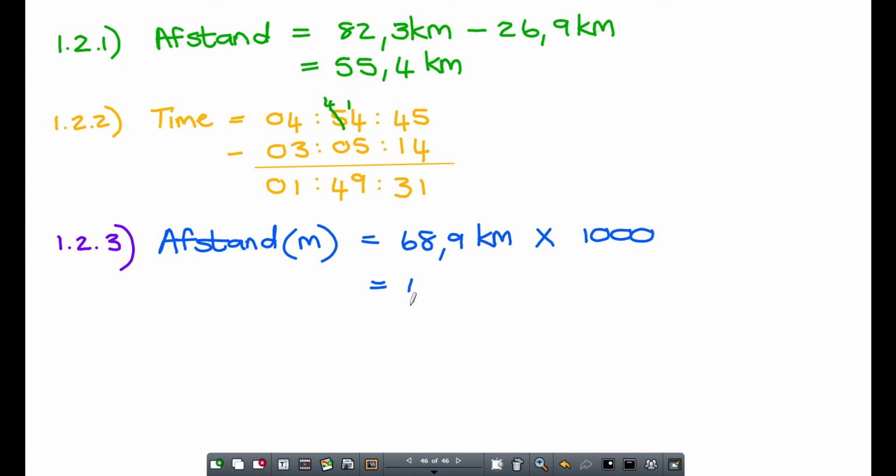Wat beteken hierdie gaan wees 68.900 meter. Any questions there?